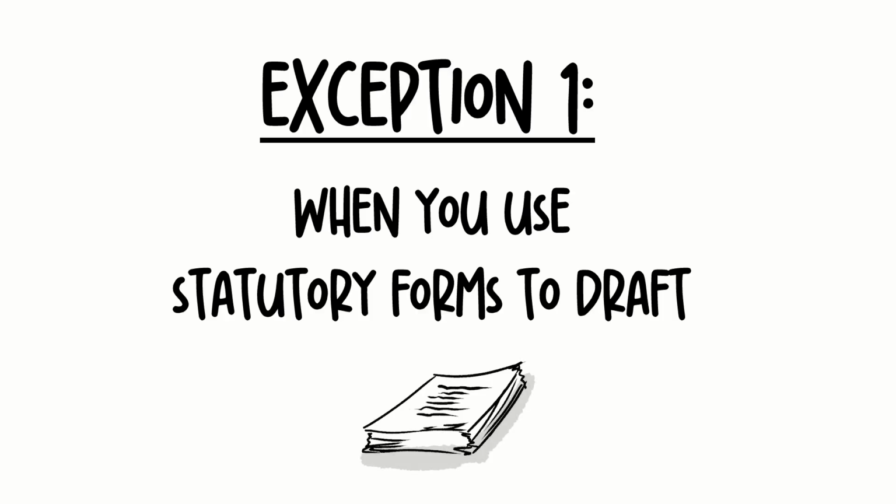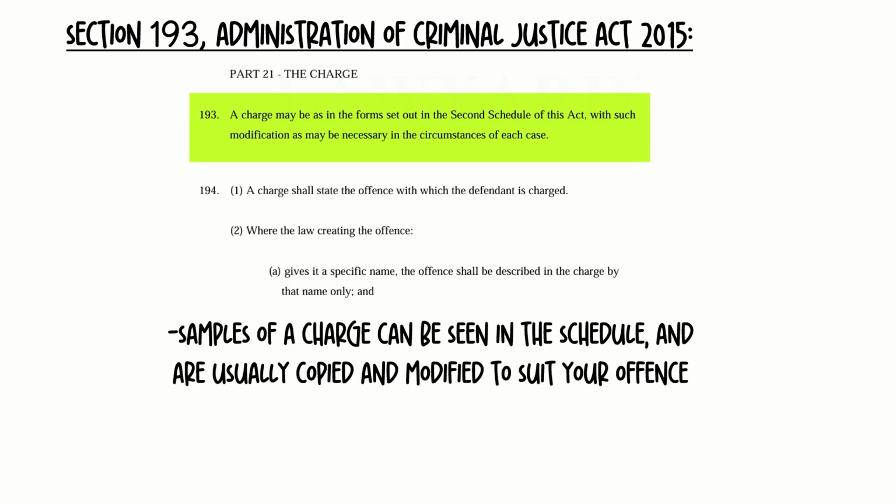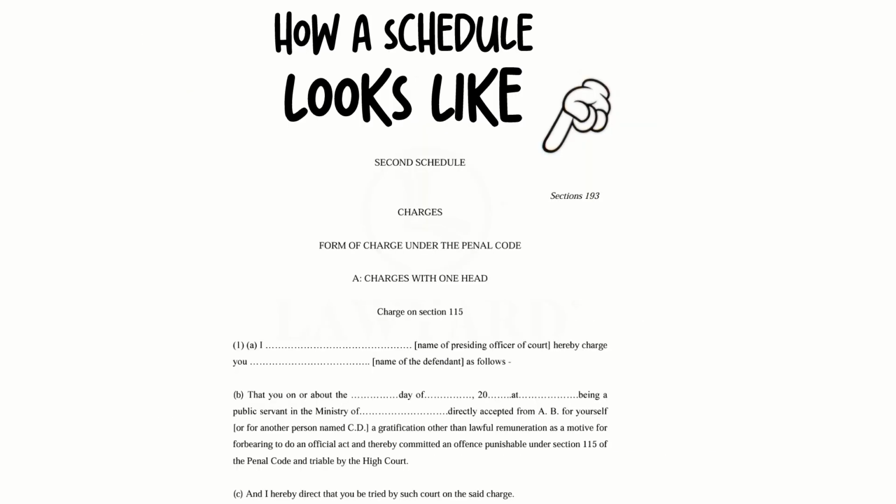This is provided for by Section 193 of ACJA, that's the Administration of Criminal Justice Act. It says that a charge may be as in the form set out in the second schedule of this act, with modifications as may be necessary in the circumstances of each case. If there is a statutory form that combines 2 or more offenses, then you can put them as they are inside one count.